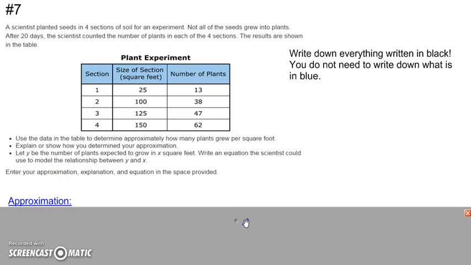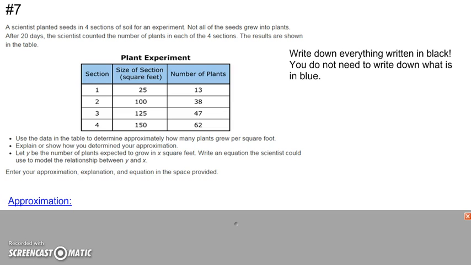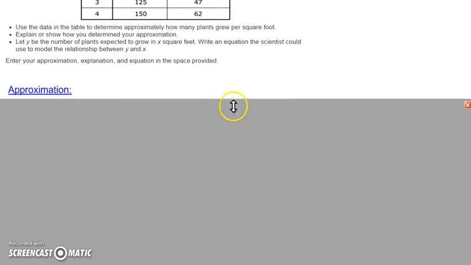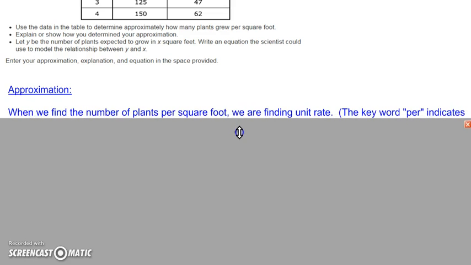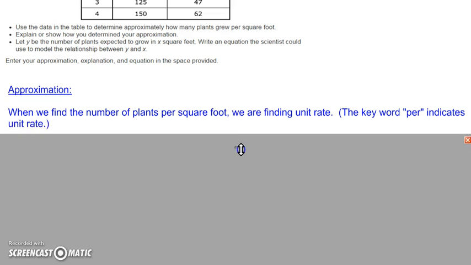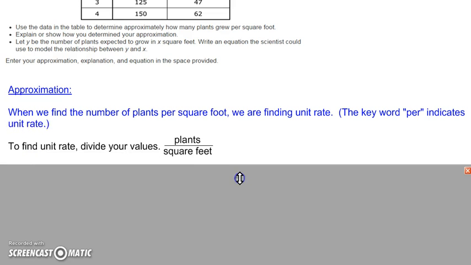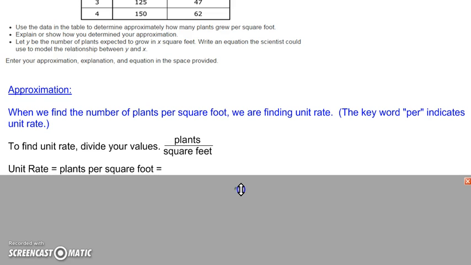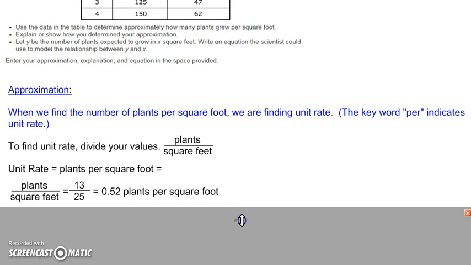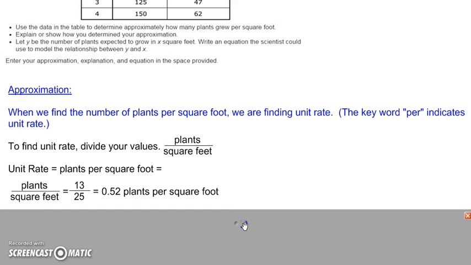So first we need to do our approximation. When we find the number of plants per square foot, we are using unit rate. The keyword per indicates unit rate. To find unit rate, divide your values. Plants divided by square feet. So unit rate is equal to the plants per square foot, which means plants divided by square feet.